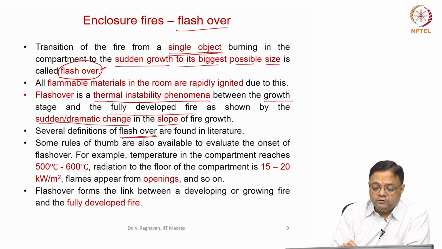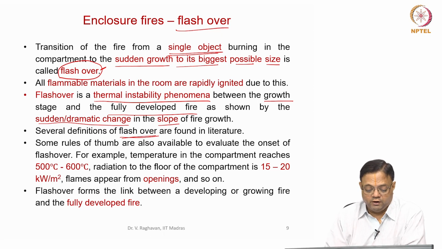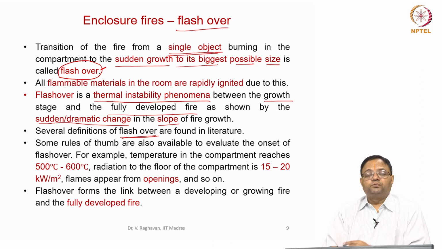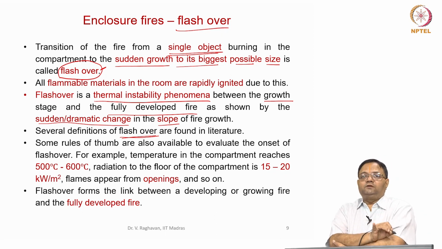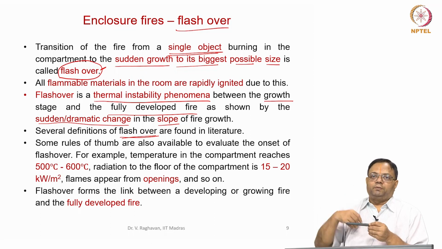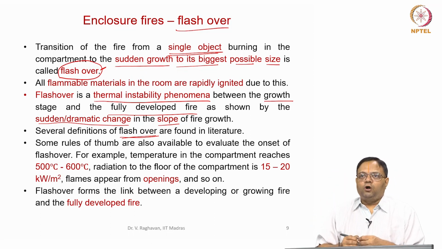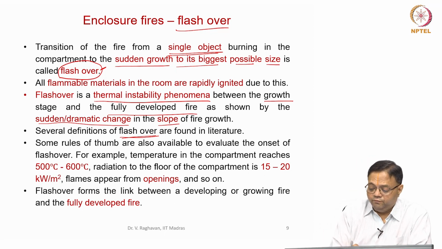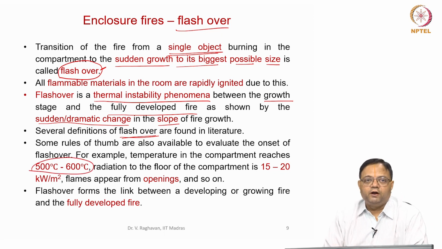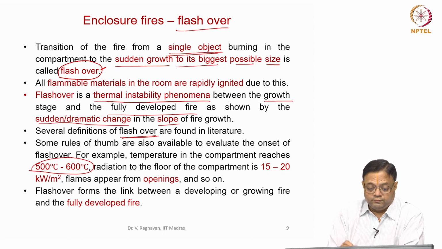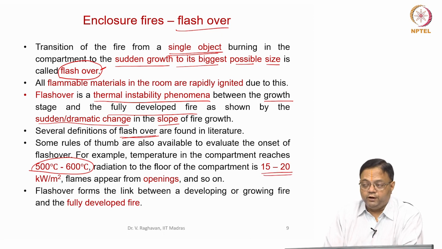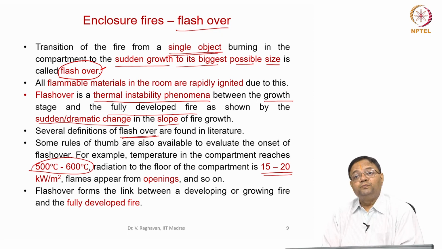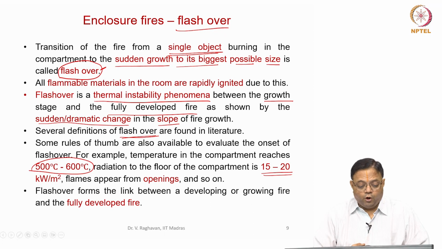Now, for flashover, there are several definitions which are found in literature. We have just told that a rapid increase in the heat release rate or temperature can be told as the onset of flashover. Sometimes we can say that if the temperature of the compartment reaches beyond 500 to 600 degrees centigrade, then the radiation to the floor from the smoke layer will be around 15 to 20 kilowatt per meter square. The radiation heat flux can be in the range of 15 to 20 kilowatt per meter square.